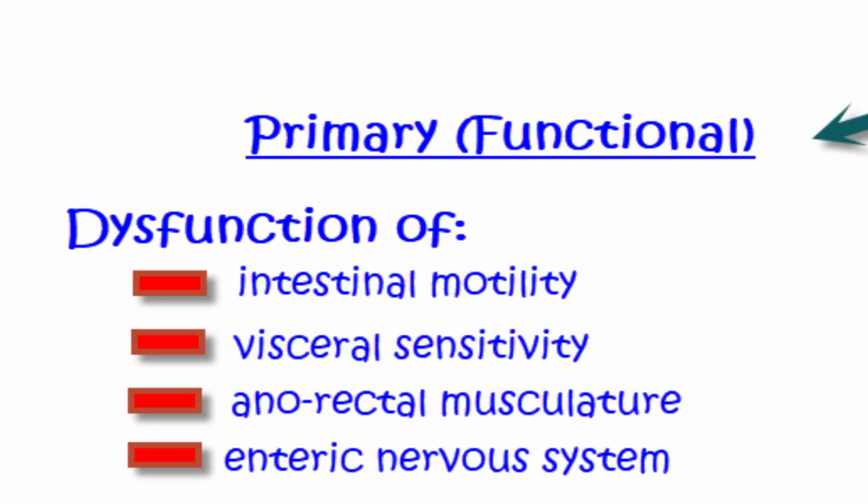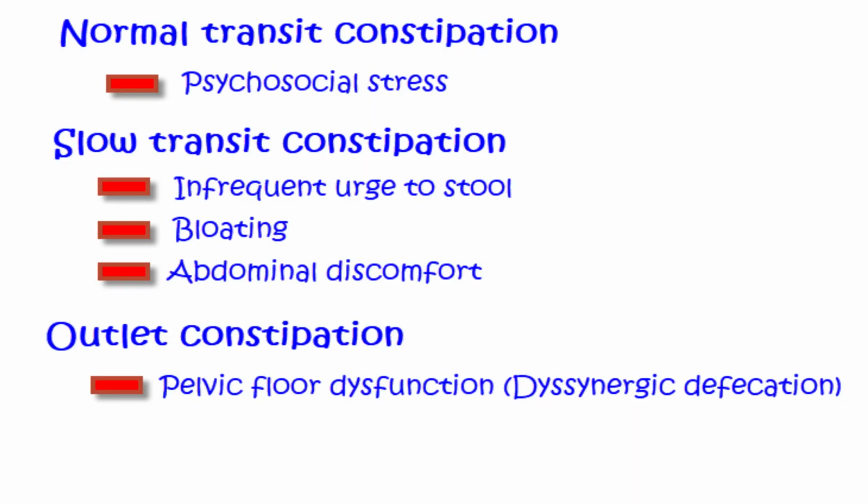For instance, there might be a dysfunction of the intestinal motility, or there might be a dysfunction of the visceral sensitivity or the anorectal musculature or the nervous system that exists in the wall of the bowel. Now, chronic constipation is further divided into three groups: normal transit, slow transit, and pelvic floor dysfunction.